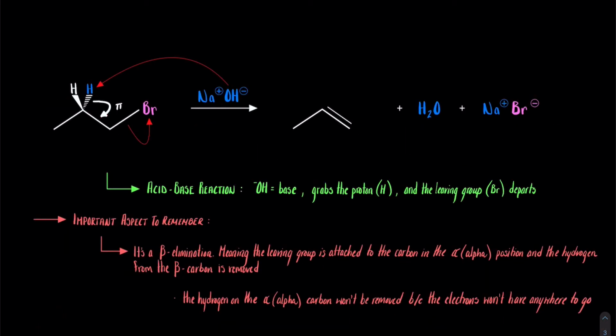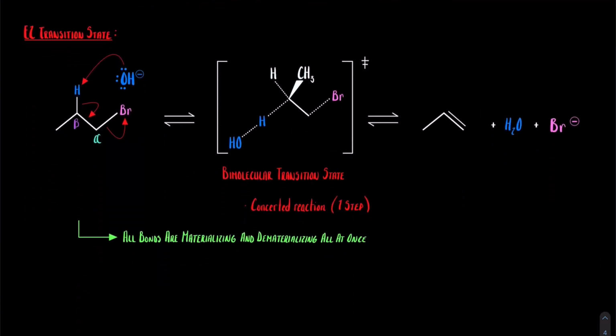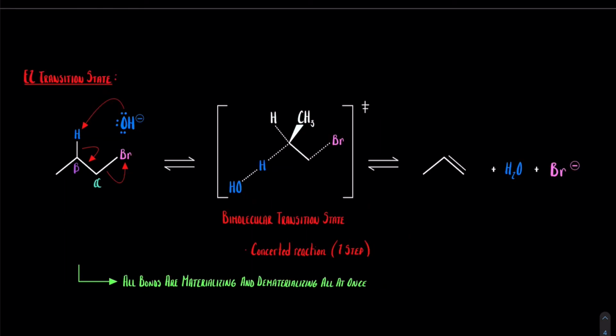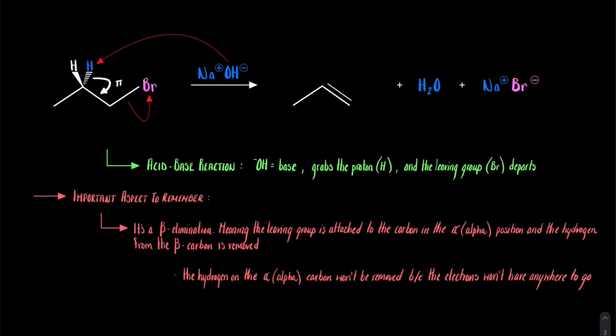Before we move on, let's take a look at the transition state. So there is no carbocation intermediate. This reaction occurs through a bimolecular transition state via a concerted reaction mechanism. So all the bonds are materializing and dematerializing at one time. The substrate reacts with the base at the same time that the leaving group is leaving. It's a beta elimination reaction, which means that the leaving group is attached to the carbon in the alpha position, and the hydrogen from the beta carbon is then removed.